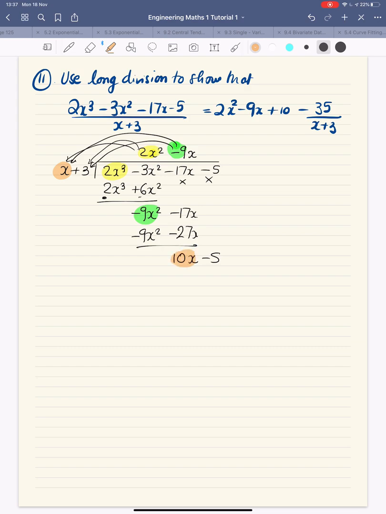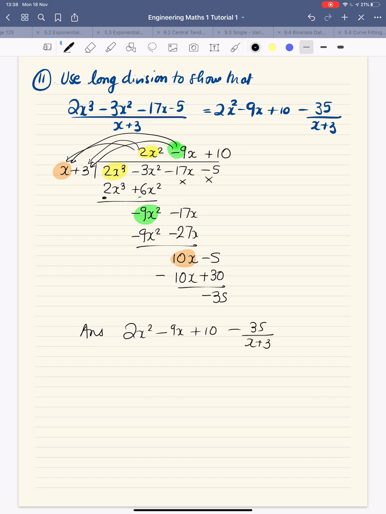Orange into the 10x. So an x into 10x is 10. So it's 10x plus 30. And then when you do the takeaway, you're left with minus 35 because they cancel. So the answer is 2x squared minus 9x plus 10 minus 35 over x plus 3.